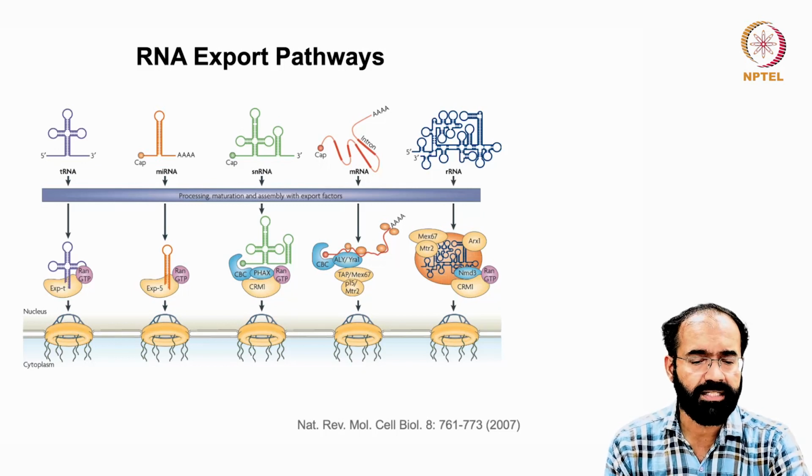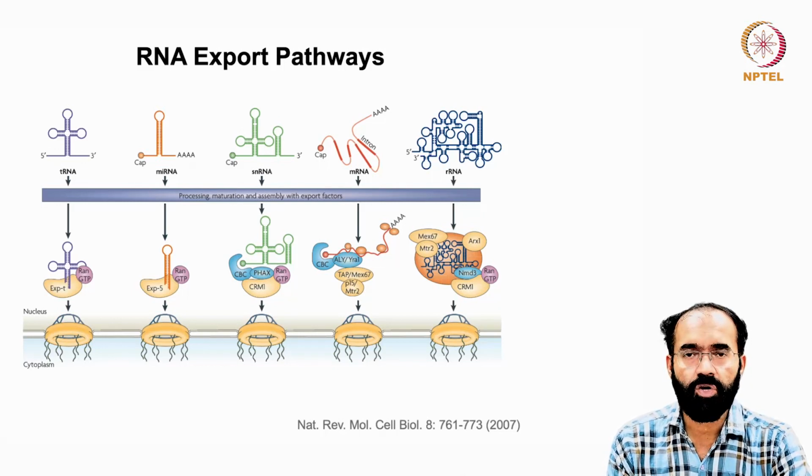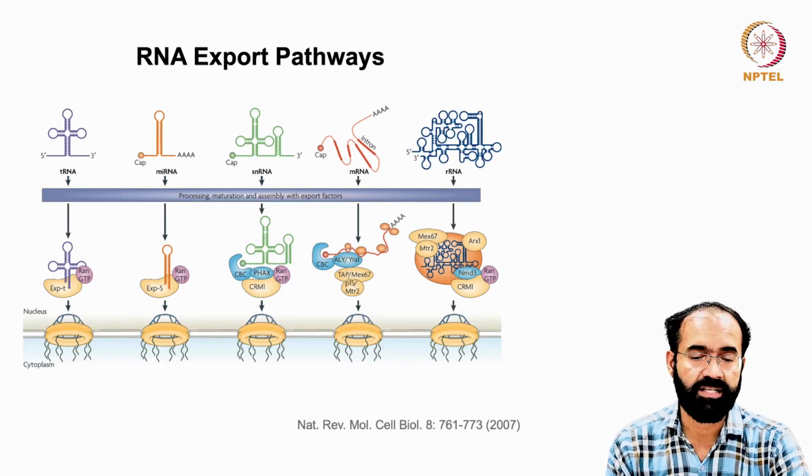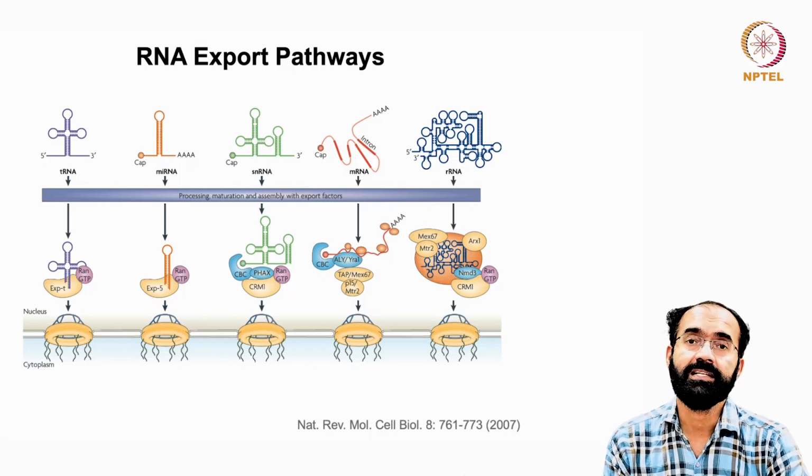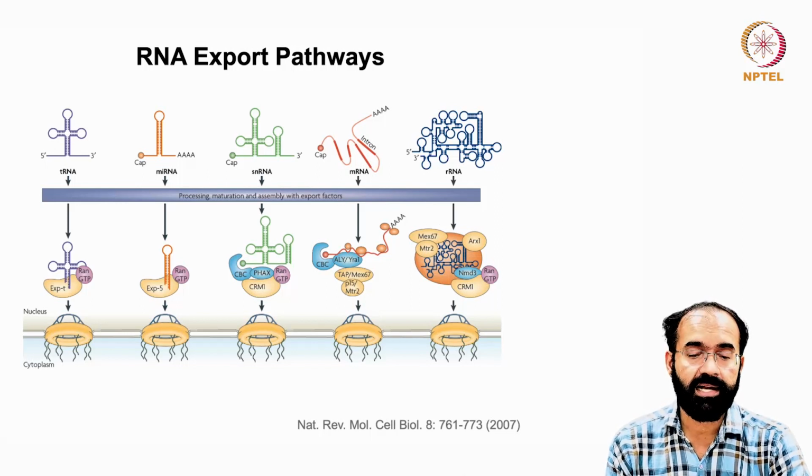You can also see the associated protein, like here exportin T, whereas here it is exportin 5, and here you can see CRM1, and each of these molecules has a different set of associated proteins, and these associated proteins help in two ways. One thing is recognizing the nature of the cargo, whether it is a tRNA, whether it is an snRNA, whether it is a microRNA. This recognition is done by these proteins.